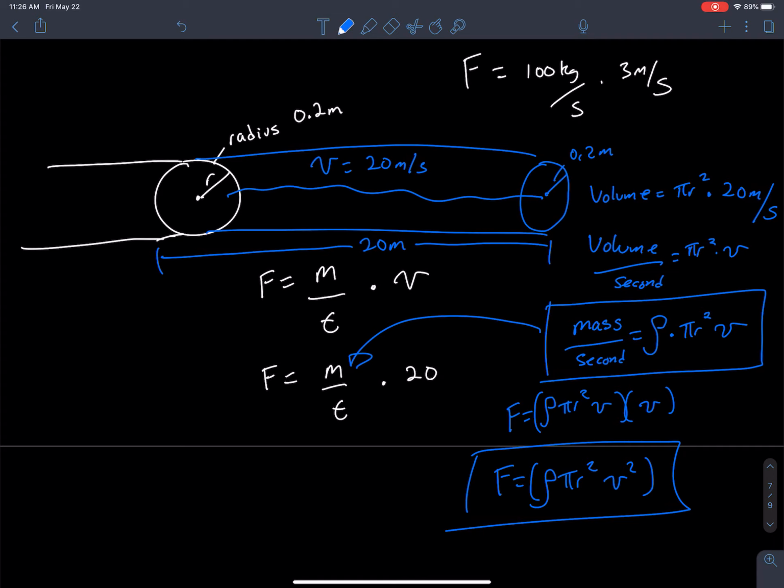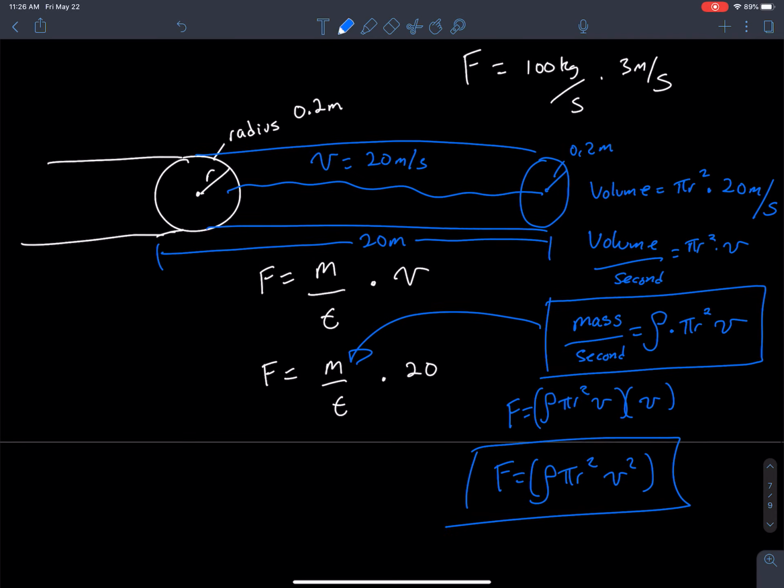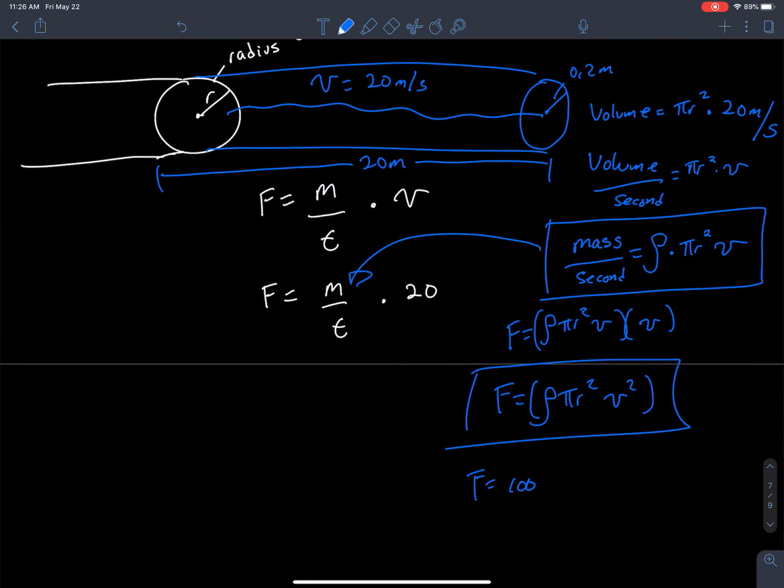So the density is 1,000 kilograms per meter cubed, pi, the radius in meters, so 0.2 meters squared, times 20 meters per second squared. If I plug all that in, F is equal to 1,000 kilograms per meter cubed times pi times 0.2 meters squared, times 20 meters per second squared. All that together is going to calculate the force, and I'm sure that's going to be a much larger force than what we calculated above.